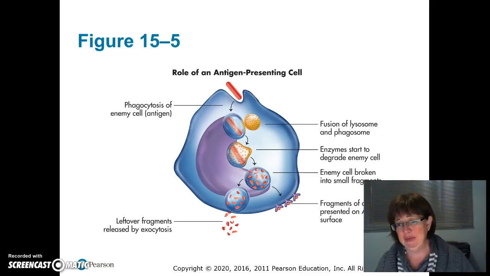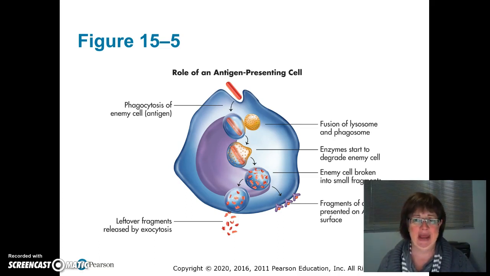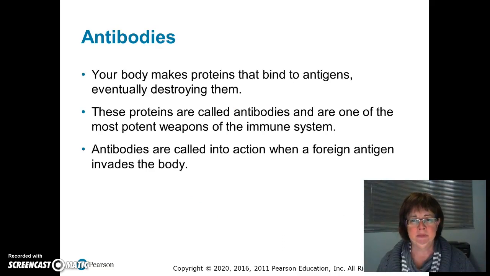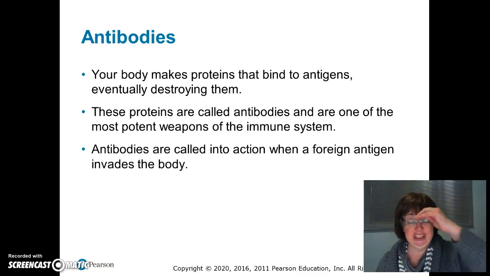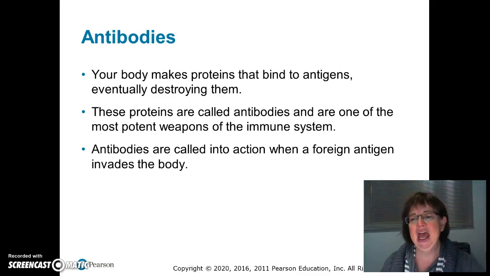It's a little complicated here, but this is basically a macrophage that comes, takes in the bad guy, and presents part of the bad guy, the antigen, on the outside of the cell, and that just helps with presenting what the bad guy is. The antigens will be destroyed by specifically made antibodies, and the antibodies will bind to the antigens and mark them for white blood cells to clean them up.